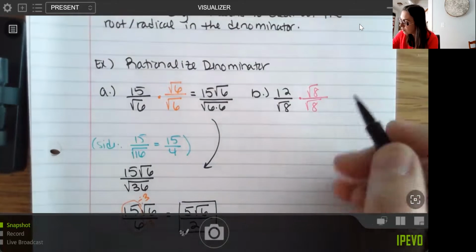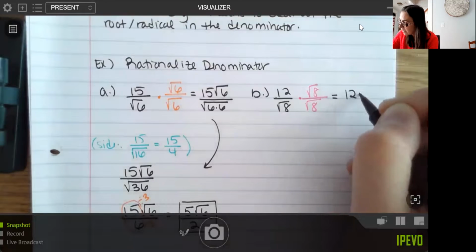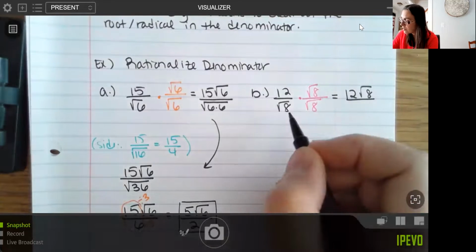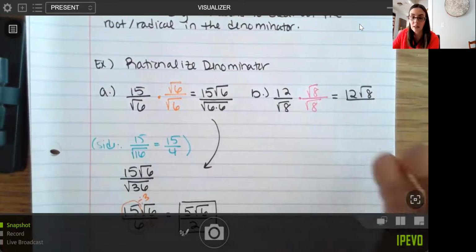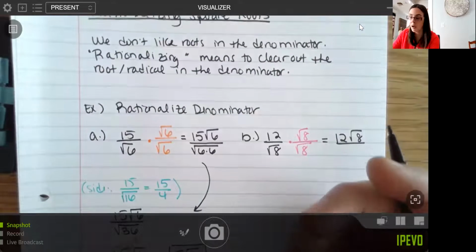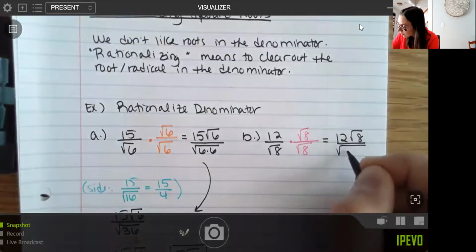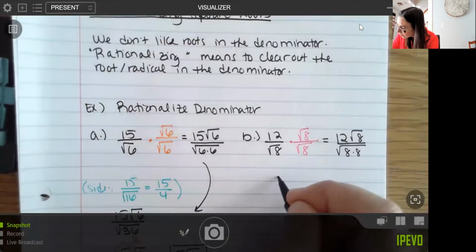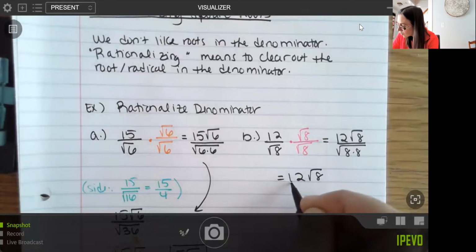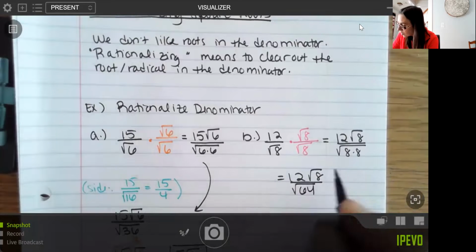So this leaves me with 12 root 8 in the numerator. And then what happens is, remember, those roots are going to cancel out. You end up with the square root of 8 times 8, which is the square root of 64. So you're just going to get an 8 in the denominator.